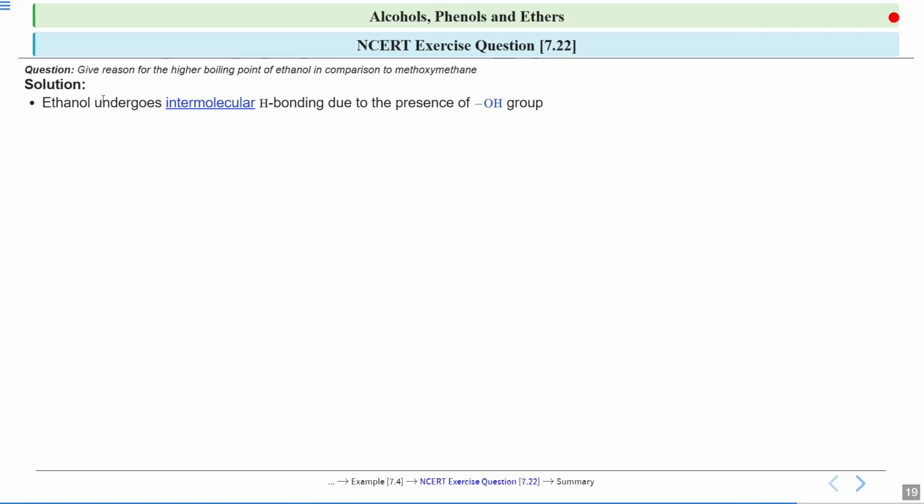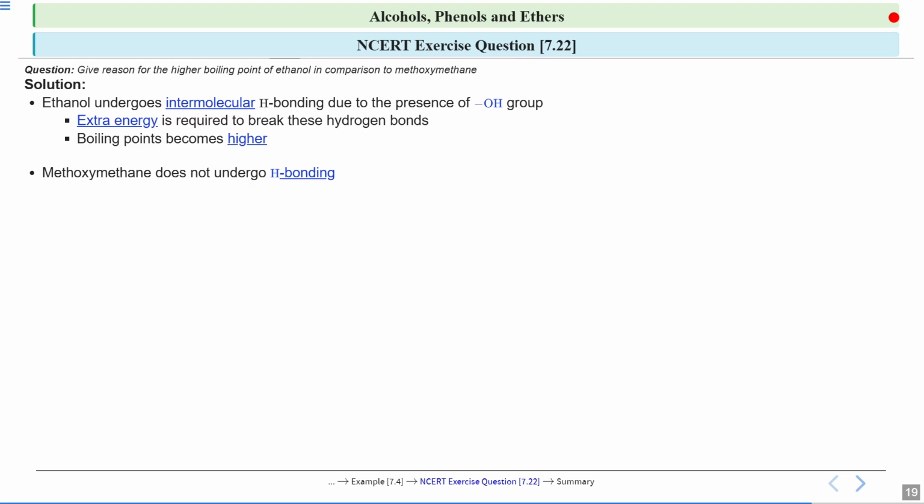So you will see that ethanol, which is an alcohol, undergoes intermolecular hydrogen bonding because of the presence of the OH group. So in alcohol, there is an OH group which forms a strong intermolecular hydrogen bonding. Okay, so if the bonding is strong, you have to give extra energy to break that bonding. So if you have to give more energy, that means your boiling point will also be more in this case. The boiling point becomes higher.